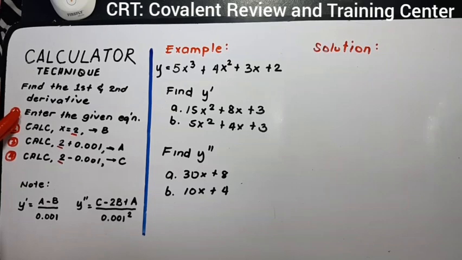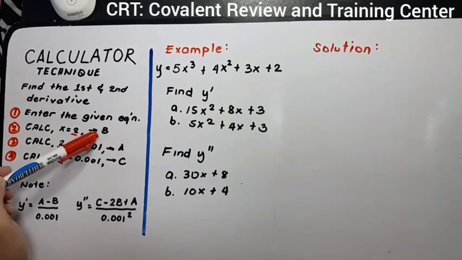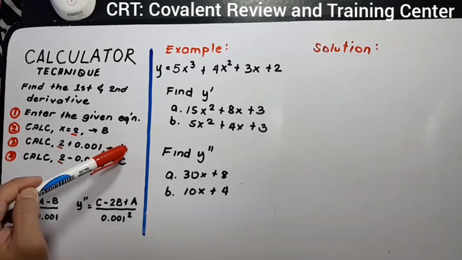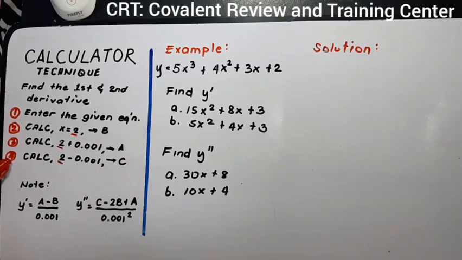Step 1, enter the given equation. Step 2, use the calc function and enter the desired value for x. Let's say 2. Then save the result to memory B. Using the same given equation, press calc. Then enter 2 plus 0.001, then save the result to memory A. Step number 4, press calc, then enter 2 minus 0.001, then save it to C.